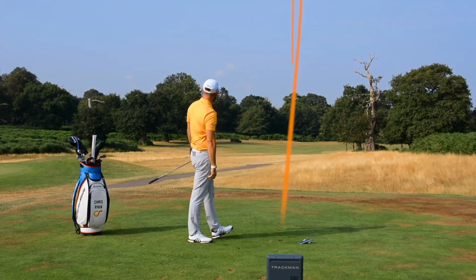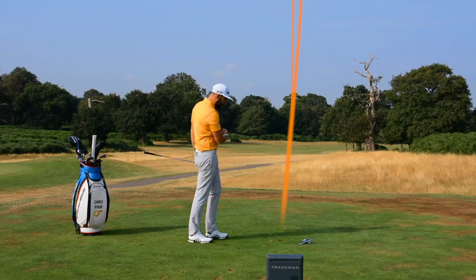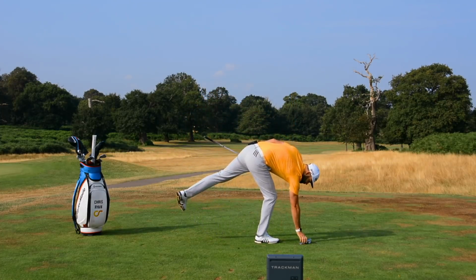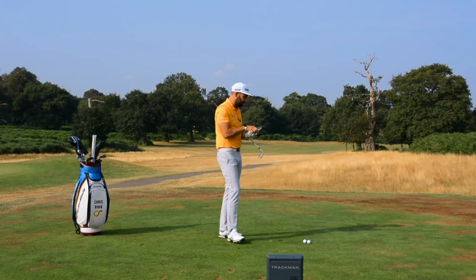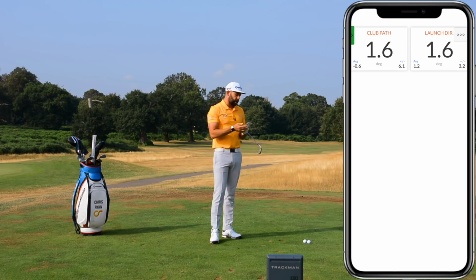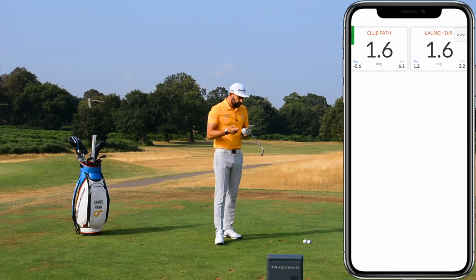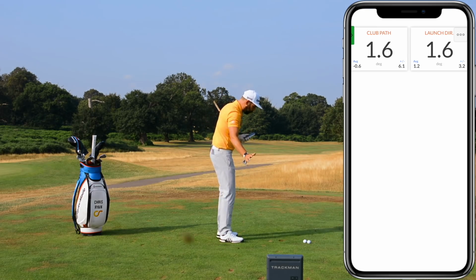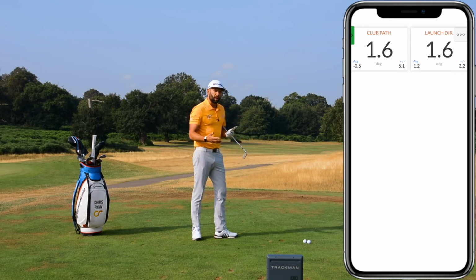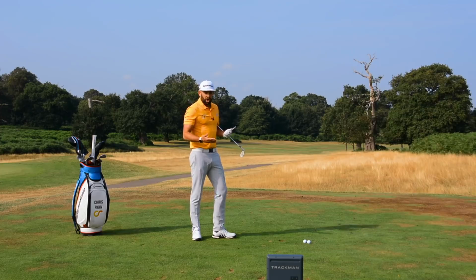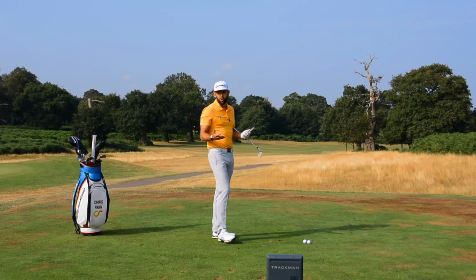Okay, the shot went pretty much where I wanted and ball flight was pretty straight. Now what we can see here is that my club path was 1 degree out to the right, and my launch was also out to the right as well. So the ball started slightly to the right of my target. Pretty good shot, path within 2 degrees of zero is generally pretty good for me.